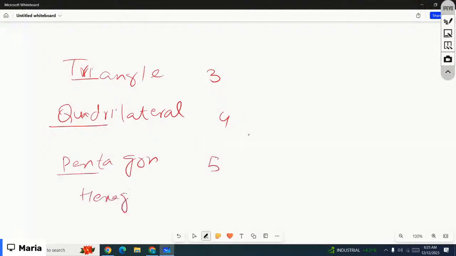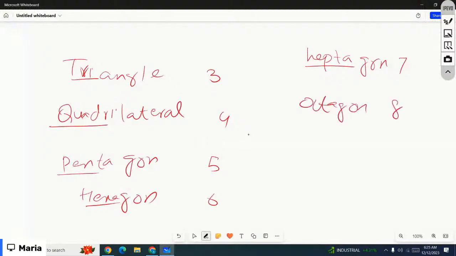Hexagon. Hexa means six. Then you have heptagon. Hepta means seven. Octagon. Octa means you have eight sides. Then nonagon. Nonagon means you have nine. Then decagon. Decagon means you have ten sides, right? This is the classification of the polygons.